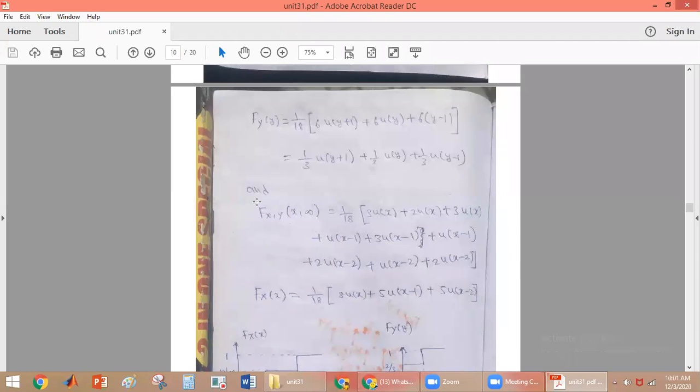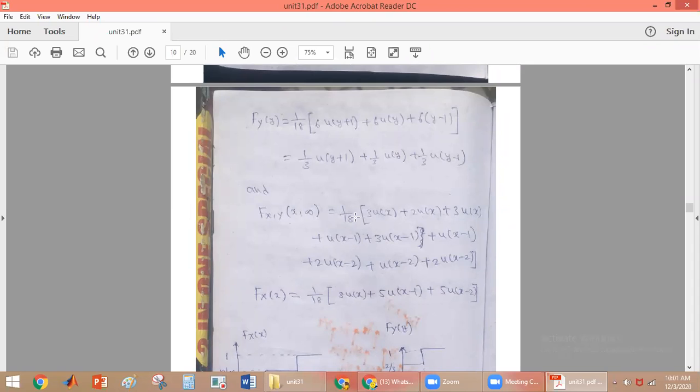Similarly, the other distribution function, that is fx of x. How do you get that? By taking y is equal to infinity. If you take y is equal to infinity, the step function corresponding to y will be having the value 1. So we'll be having only the step function corresponding to x here.